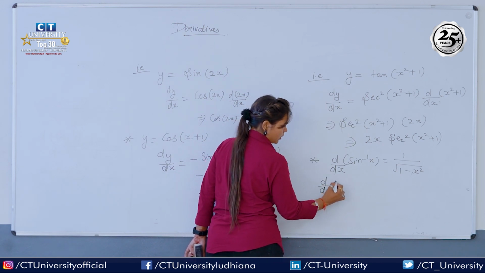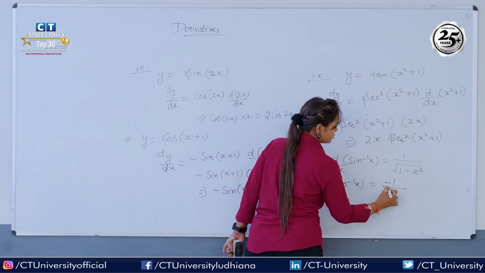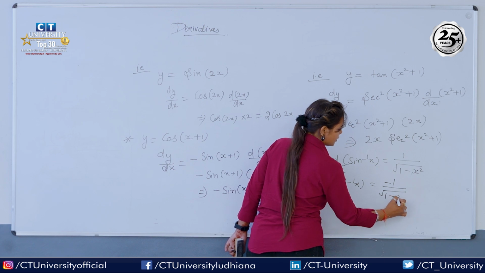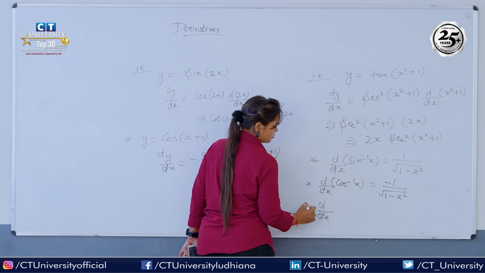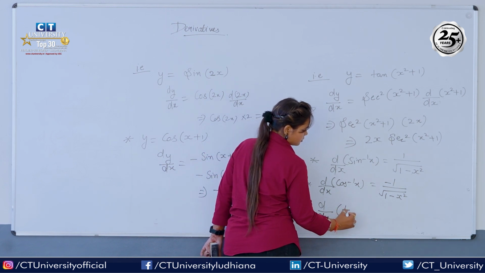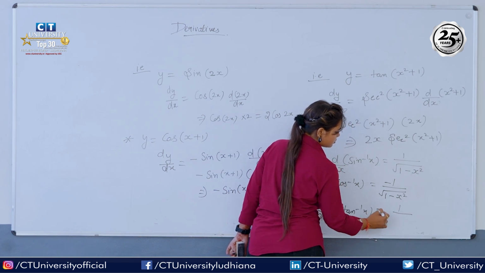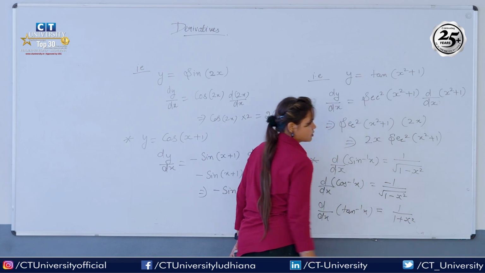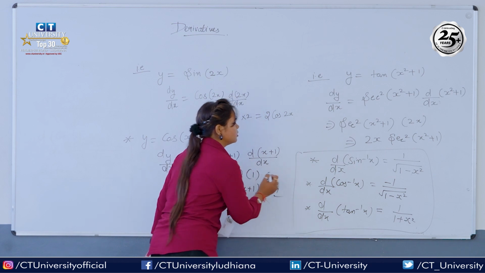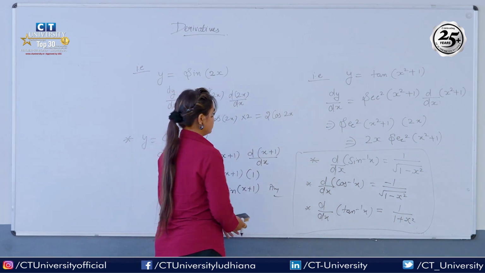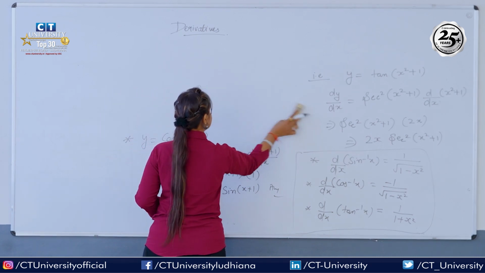The derivative of cos⁻¹ x is −1 over √(1 − x²). The derivative of tan⁻¹ x is 1 over (1 + x²). These are the three inverse trigonometric rules. Now we apply these rules to find the derivative of inverse trigonometric functions.